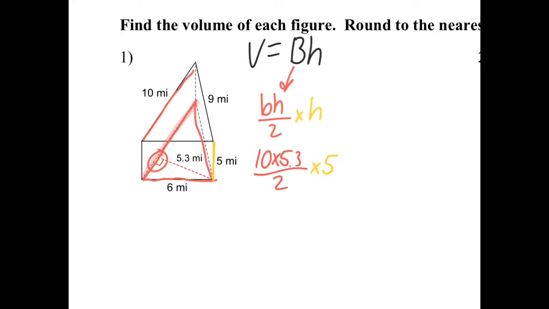So now I'm going to start working it out piece by piece. 10 times 5.3 is 53. We'll divide that by 2 and multiply by the height. 53 divided by 2 is going to be 26.5. Again, still have to do that times 5. And 26.5 times 5 is going to be 132.5 miles cubed.